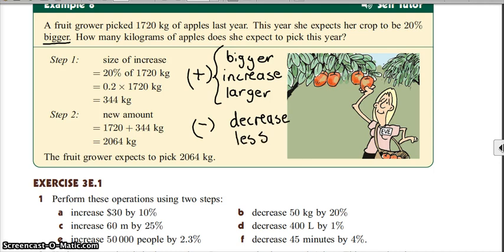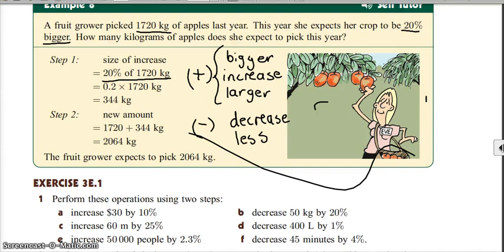So the question being, she expects her crop to be 20% bigger. Bigger means to add. How many kilograms of apples does she expect to pick this year? Last year she picked 1720 and this year is going to be 20% bigger. So your first thing is to find 20% of that original amount. 20% means 20 over 100. Of means times 1720.